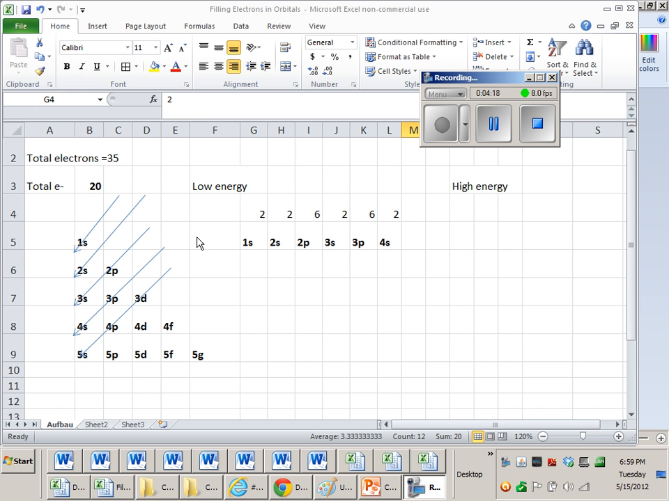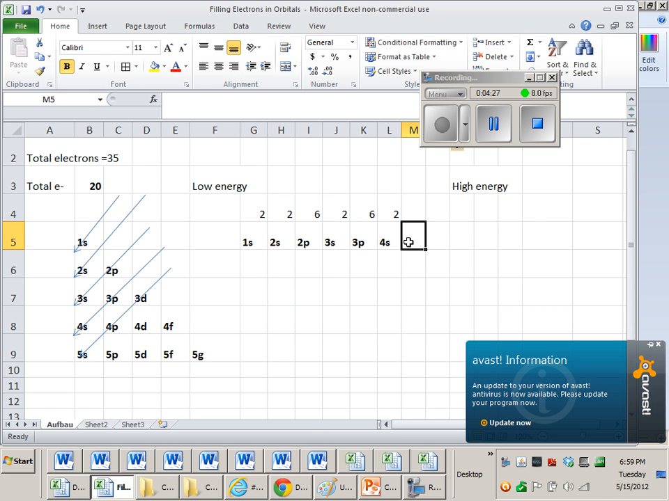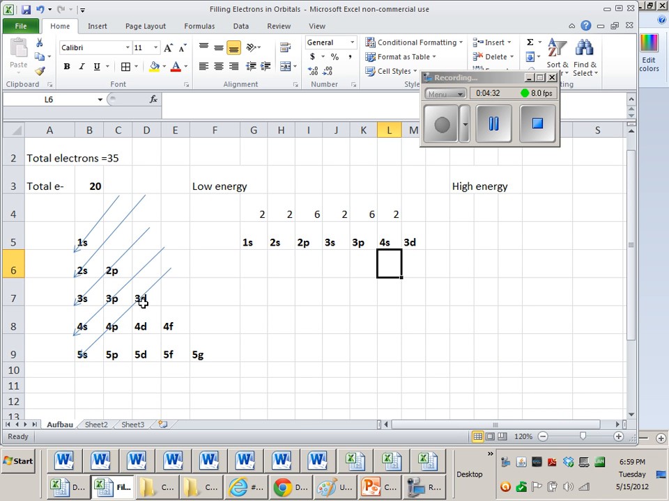Okay, so far we have 20 electrons accounted for. We need to get up to 35. So we went through 4s. If we follow the diagonals again, the next thing to fill up is 3d, right? How many electrons fit in a d set? 5 orbitals, 2 electrons per orbital, 10. Okay, so now we have 30 electrons, and after the 3d, we fill in the 4p. We need to fill in 5 more electrons to get to 35. P can add up to 6, so we're done.